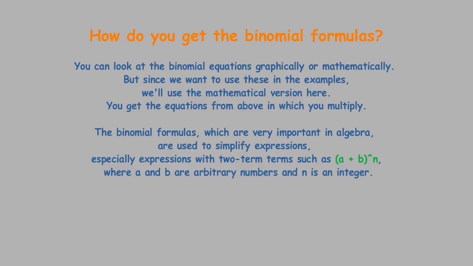How do you get the binomial formulas? You can look at the binomial equations graphically or mathematically, but since we want to use these in the examples, we'll use the mathematical version here. You get the equations from above which you multiply. The binomial formulas, which are very important in algebra, are used to simplify expressions, especially expressions with two-term terms such as (a + b)^n, where a and b are arbitrary numbers and n is an integer.